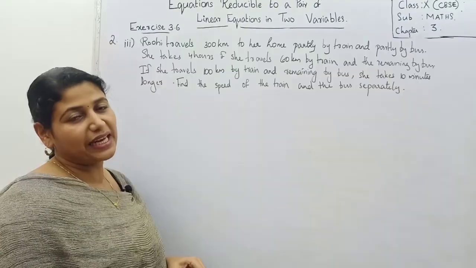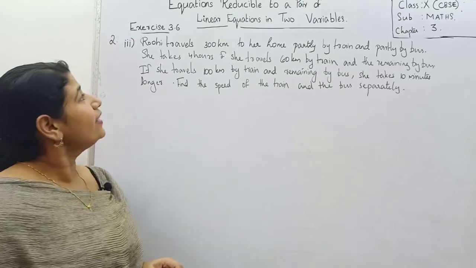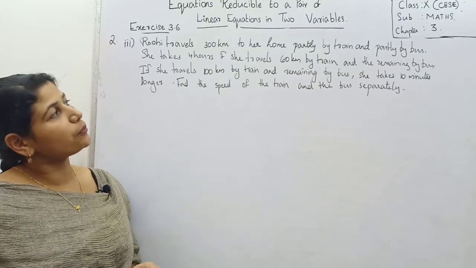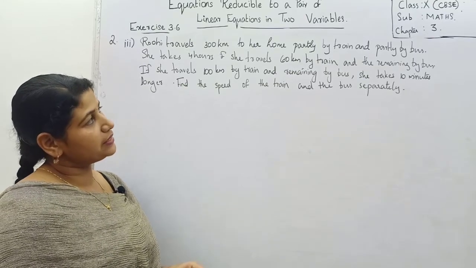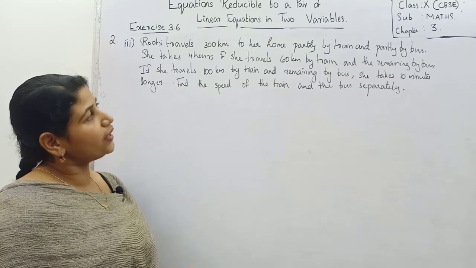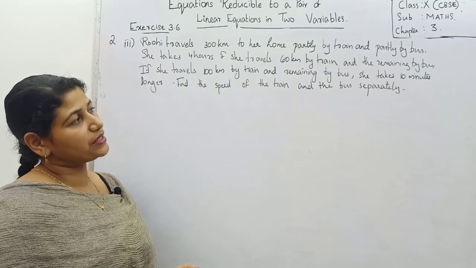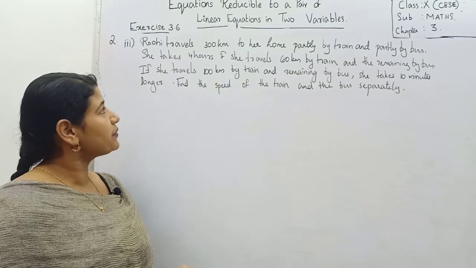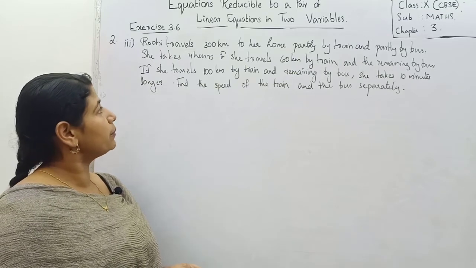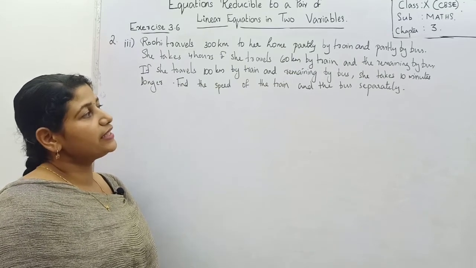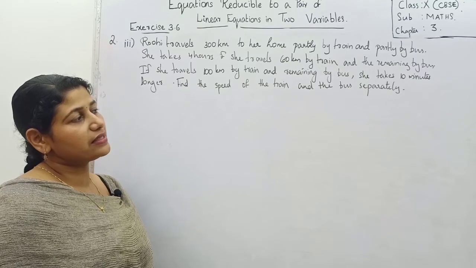Okay. So the last question of that exercise. Ruhi travels 300 kilometers to her home partially by train and partially by bus. She takes 4 hours if she travels 60 kilometers by train and the remaining by bus. If she travels 100 kilometers by train and the remaining by bus, she takes 10 minutes longer. Find the speed of the train and the bus separately.